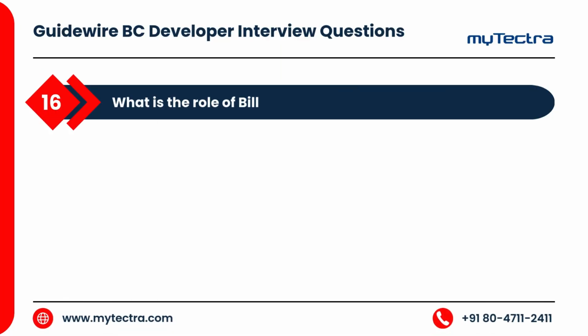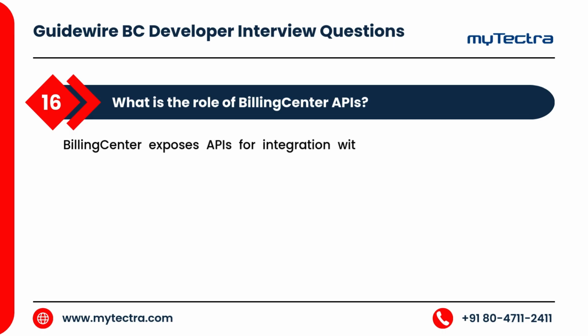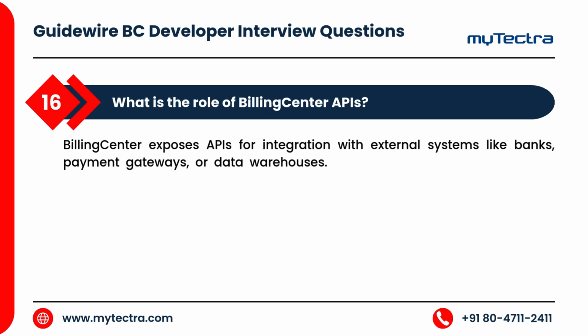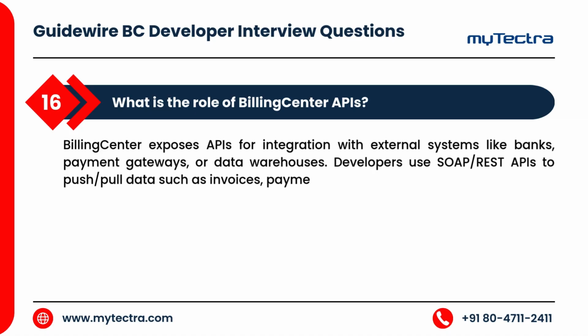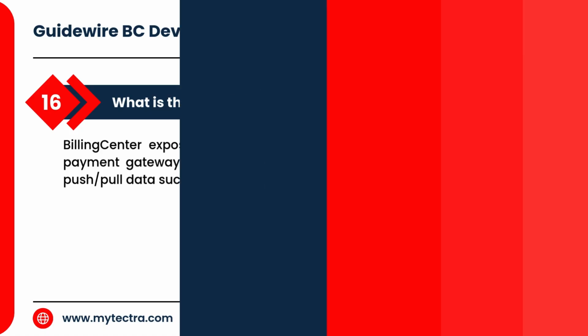What is the role of BillingCenter APIs? BillingCenter exposes APIs for integration with external systems like banks, payment gateways, or data warehouses. Developers use SOAP and REST APIs to pull data such as invoices, payments, and adjustments.